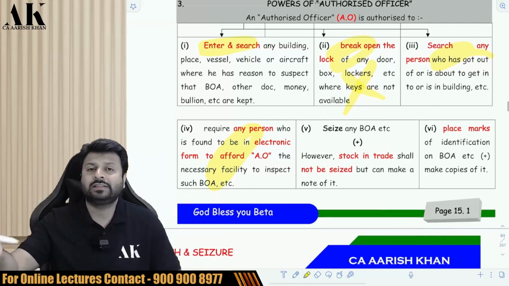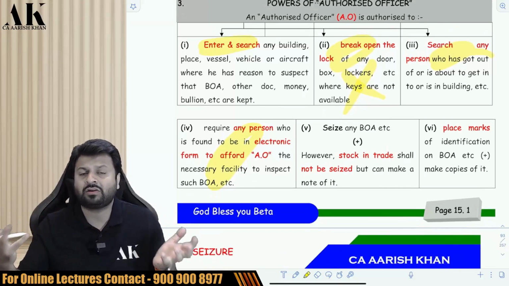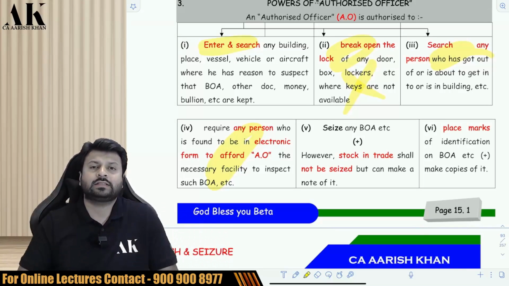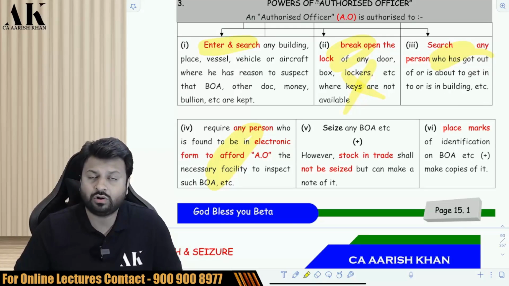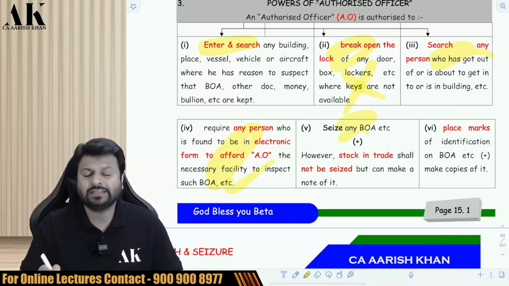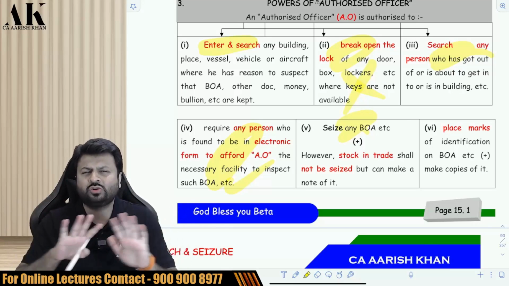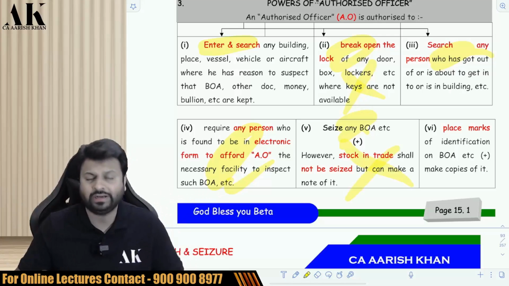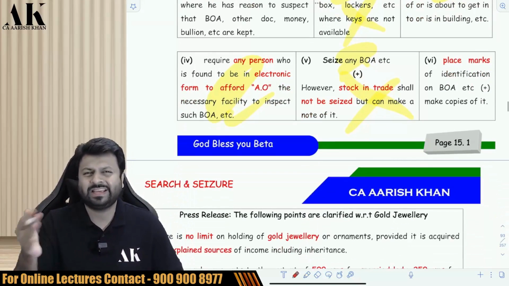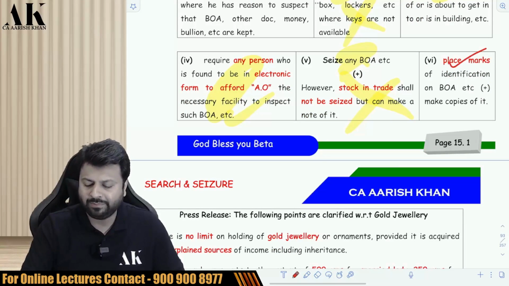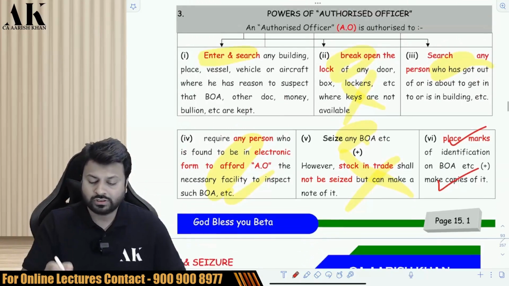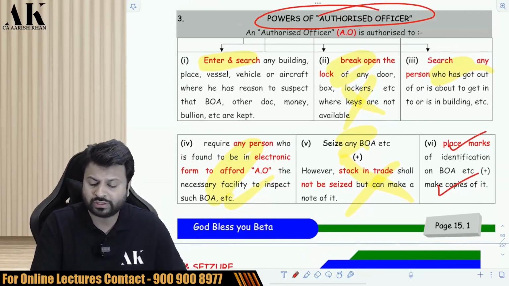He can ask the person who is in control of the electronic records to support him in opening them. It means if the accountant is in control of the electronic record, then he can ask the accountant to give the passwords, etc. Next, he can seize any books of accounts, documents, bullion, jewelry, assets, everything except stock in trade. The next power is the same as in the survey also. He can place marks of identification, make copies, etc. So these are some of the major powers given to the authorized officer under the income tax law.